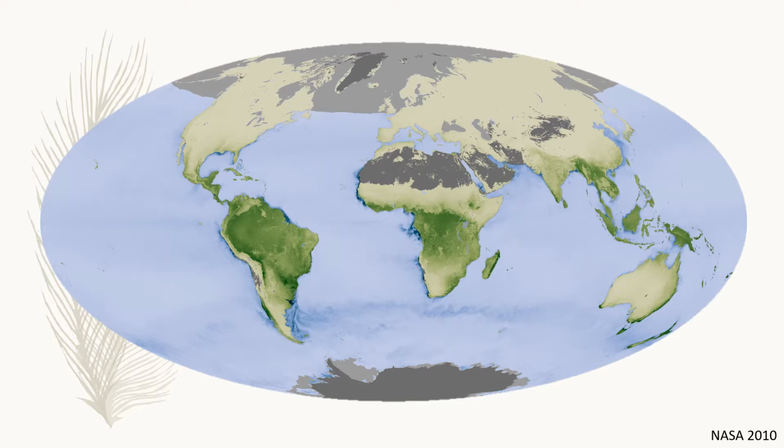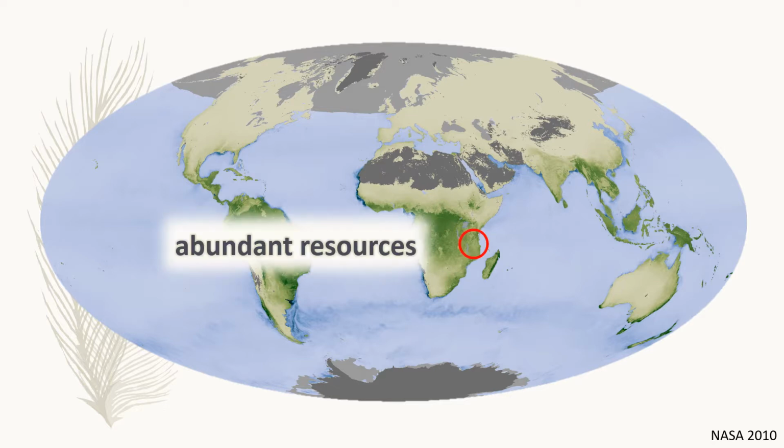In this map by NASA in 2010, we can see the amount of primary production, which we can loosely associate with the amount of resources for the globe. And if you zoom in on the approximate area of Tanzania, you see that the amount of resources in Tanzania is relatively high for the globe.